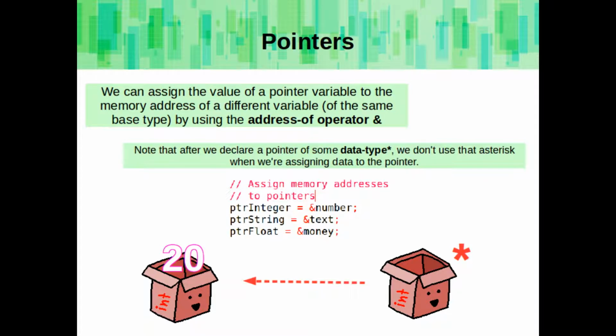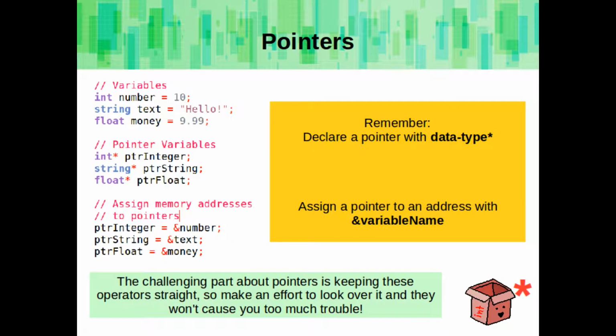We can assign the value of a pointer variable to the memory address of a different variable of the same base type by using the address of operator. Note that after we declare a pointer of some data type, we don't use that asterisk when we're assigning the data to the pointer. So remember, we declare a pointer with the data type and then the asterisk sign after. And then we assign a pointer to an address by using the ampersand before a variable name. The challenging part about pointers is keeping these operators straight, so make an effort to look over it and they won't cause you too much trouble if you keep them memorized.